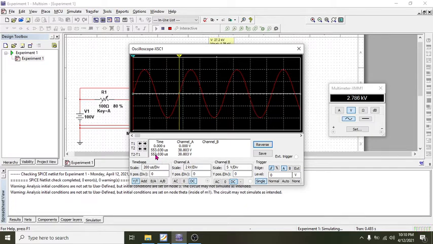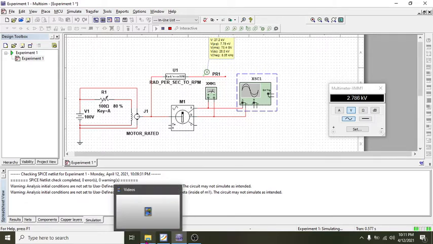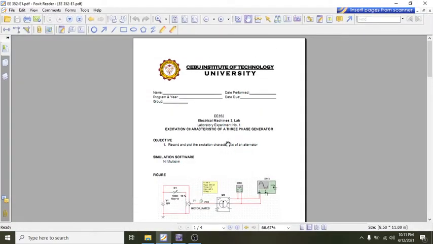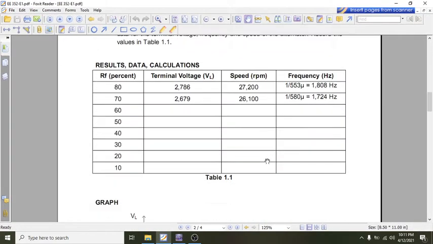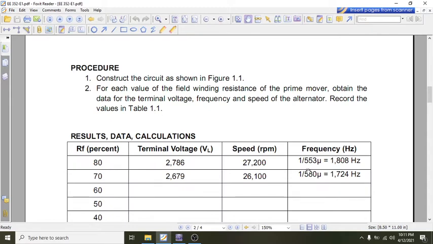So take the 553 microseconds. We can now close this graph from the oscilloscope. For the frequency, you can take the inverse of the period.